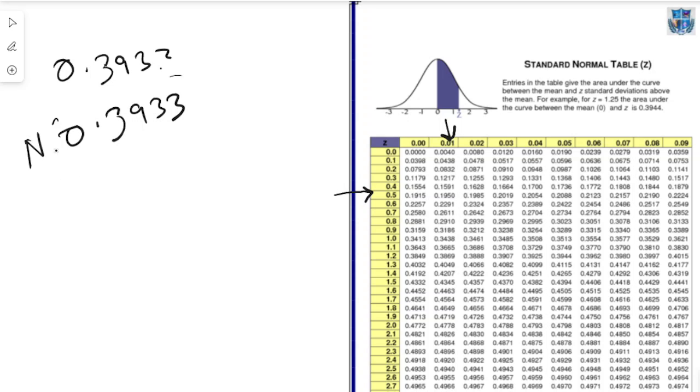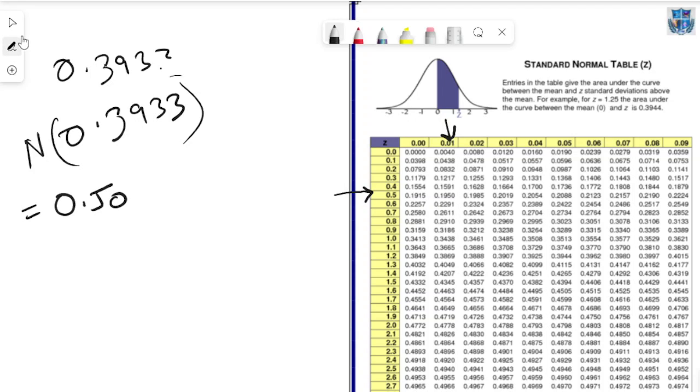Normal distribution value of 0.3933 is, first of all, we have to add 0.50. This is a constant value. You always have to take this value 0.50. Right? So it is 0.50 plus. Now we have to split. We have to find out the value of 0.39.